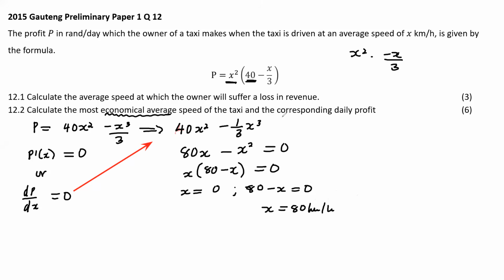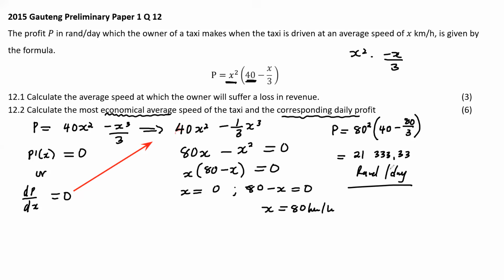Then the question says, and calculate the daily profit. So if I'm moving at 80 kilometers per hour and I want to find the daily profit now, I need to go back to the profit equation and say, I know for a fact that at 80 kilometers, I'm at my most economical speed. So P becomes equal to 80 squared, then 40 minus where there's X, I'll put 80 over 3. I would like to know how much I'm getting. I probably am getting 21,333.33 rands per day if I travel at the most economical speed.